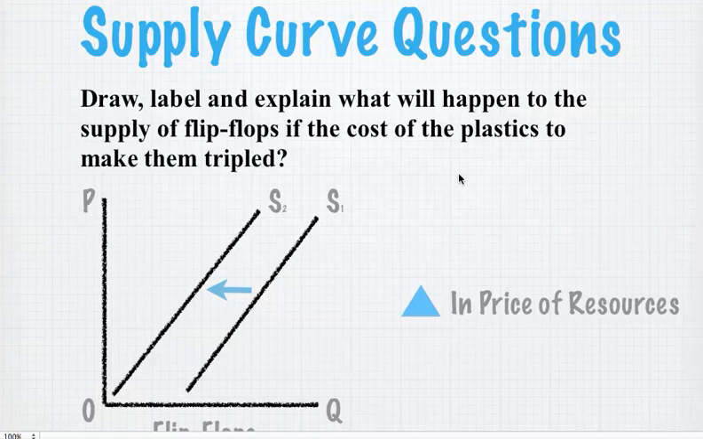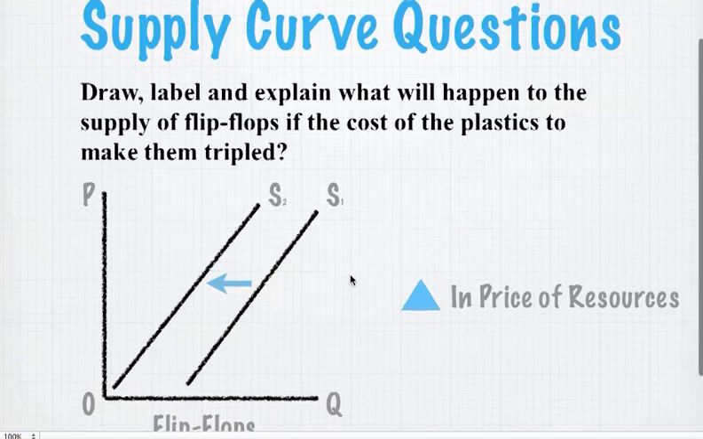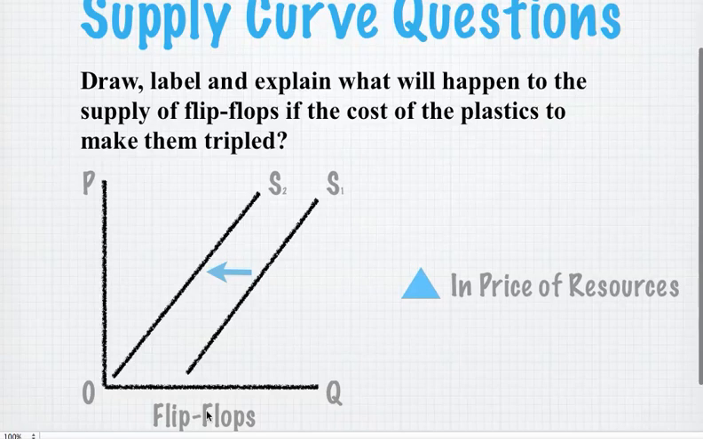Draw, label, and explain what will happen to the supply of flip-flops if the cost of plastics to make them triples. So first off, we're making a supply graph for flip-flops because that's what it asks for. So I put P, 0, and Q, and I would draw my graph.